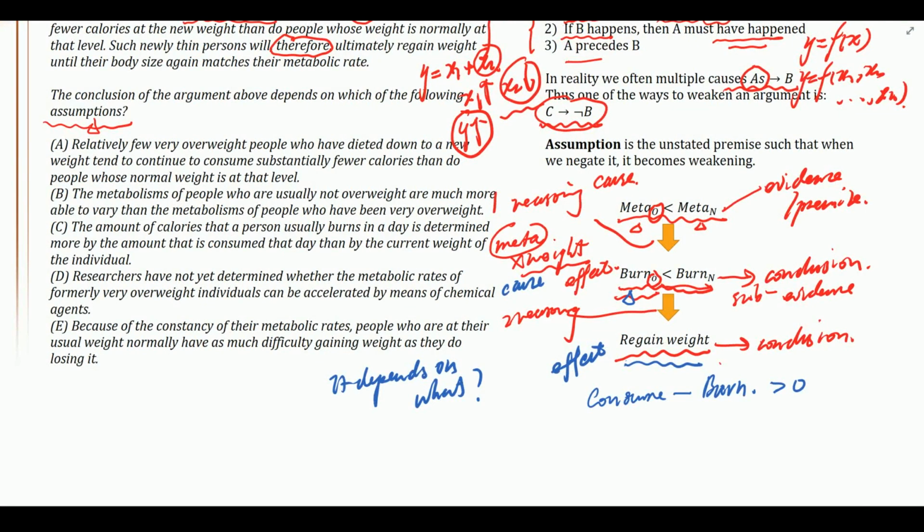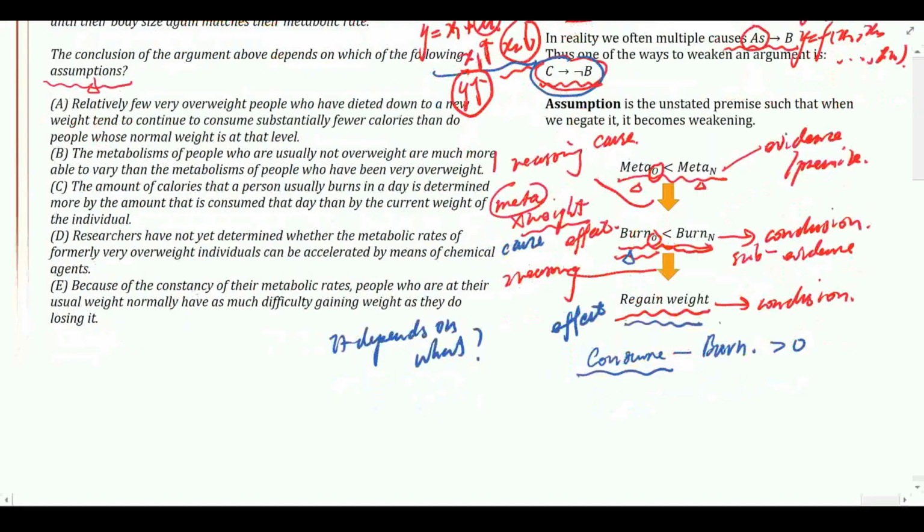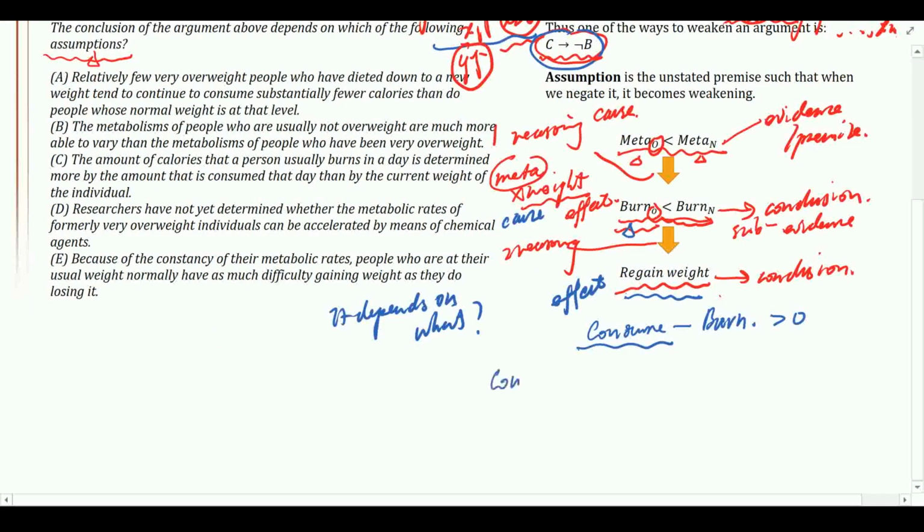How to weaken? By using our formula, you say the calories this guy consumes will be much less than normal people. Agree? Just like this example. So therefore, they may not regain weight. The calories those overweight people consume will be way less than the calories consumed by normal people. So they may not regain weight. This is how we weaken this.